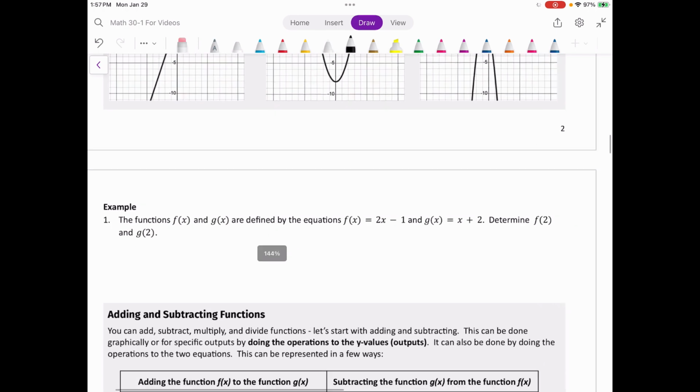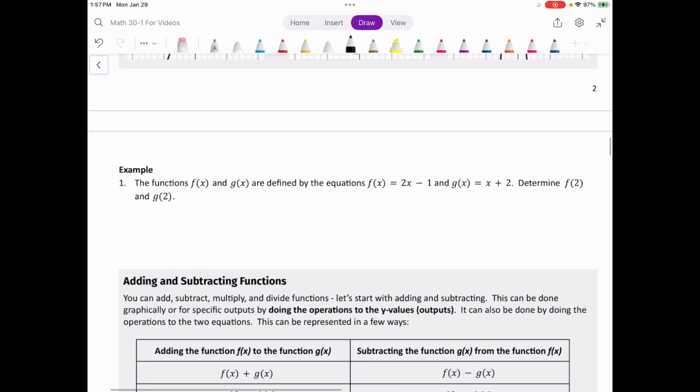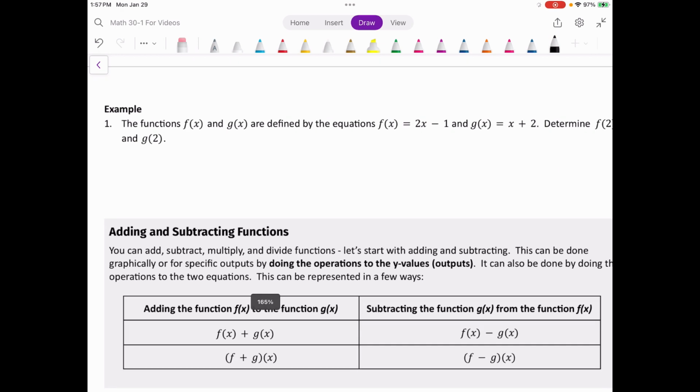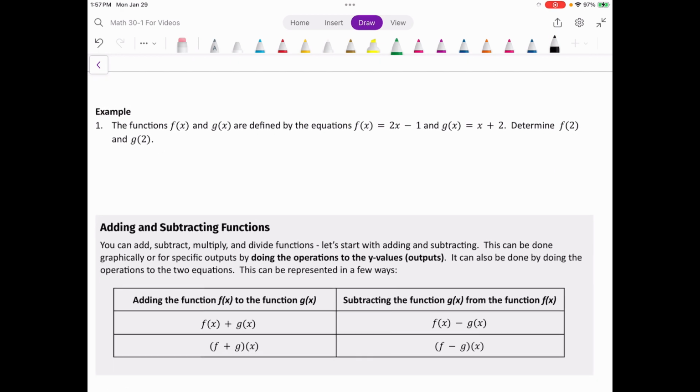Let's try an example where we want to determine the value of a function at specific inputs. Basically, what is y going to be for these x's? They gave us two functions, defined by the equations f of x equals 2x minus 1, and g of x equals x plus 2. The rules are: take your x, multiply it by 2, and subtract 1, and that tells you the corresponding y for this relationship. That's how y depends on x. Same thing here, except we're just going to add 2 to our x. So it wants us to figure out f of 2 and g of 2.